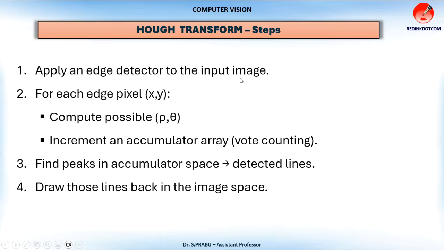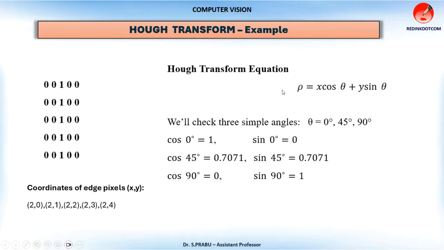So in the first step, I identified the edge pixel coordinate values. Then I am going to find the rho and theta values. This polar equation can be used in Hough transform. Before applying the values, I just illustrate the basic values of sine and cosine theta for 0, 45 and 90 degrees. Let's move to the next step.